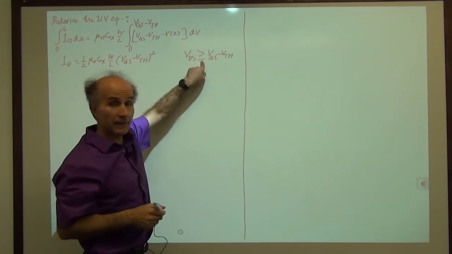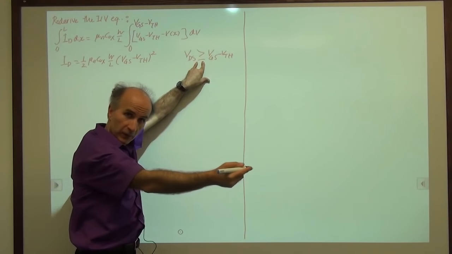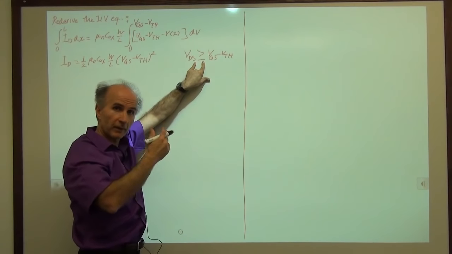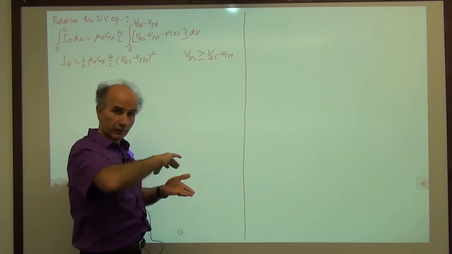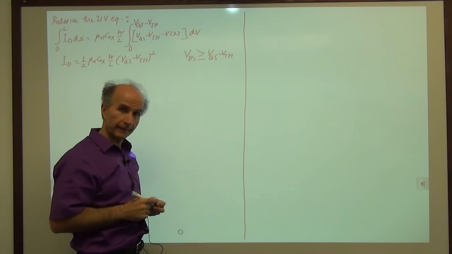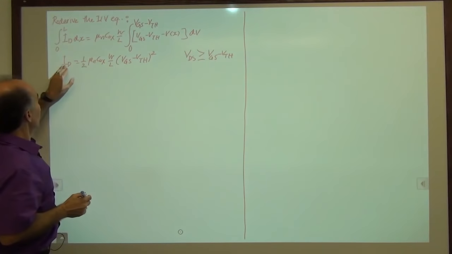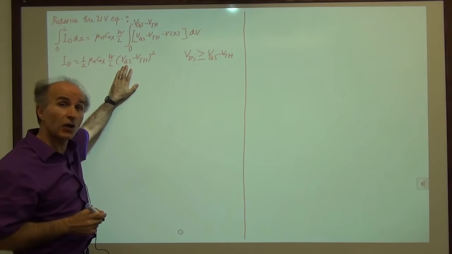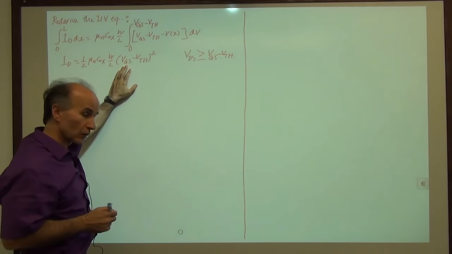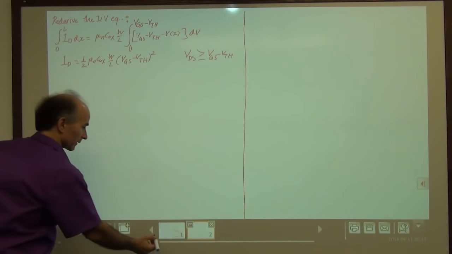Because this is where pinch-off begins, right? So before pinch-off, the previous equations were correct. At pinch-off and above, this equation is correct. So we have different equations for different parts of the operation. Now, what's interesting is that this says the drain current is only dependent on VGS minus VTH and not on VDS. So let's go back for a moment and see what happened here.